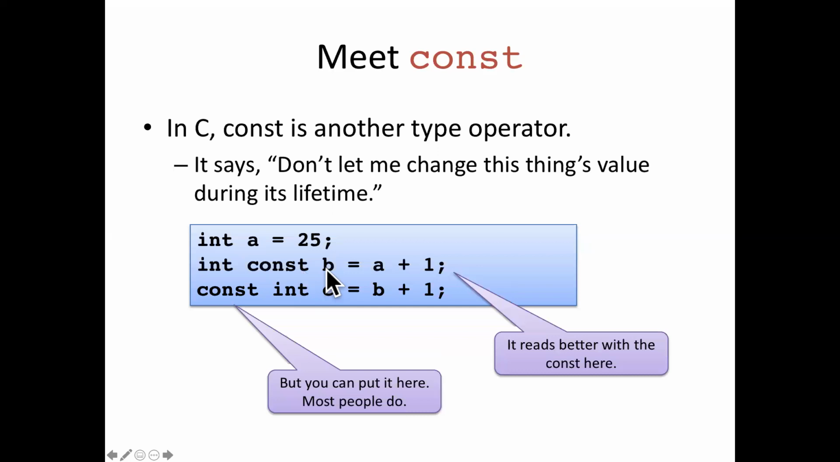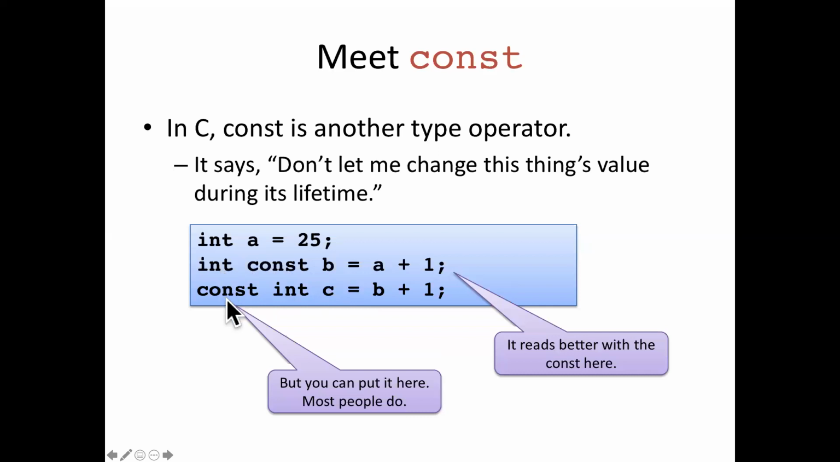You can read it following the same rules we just did. B is a constant integer. So once you make it, the compiler will complain if you try to change it. It gets set to A+1, but you can't change it once you make it. I like putting the const here because it reads better. It follows the rules that I just described for reading. So B is a constant integer.